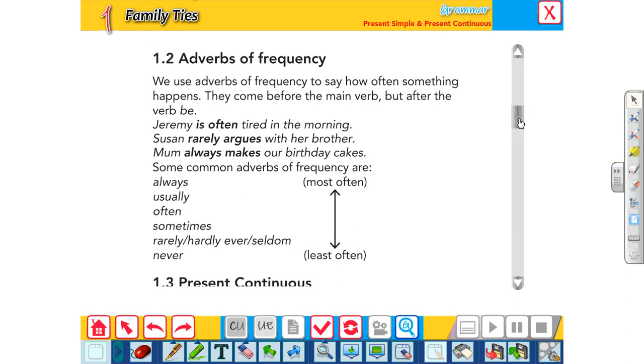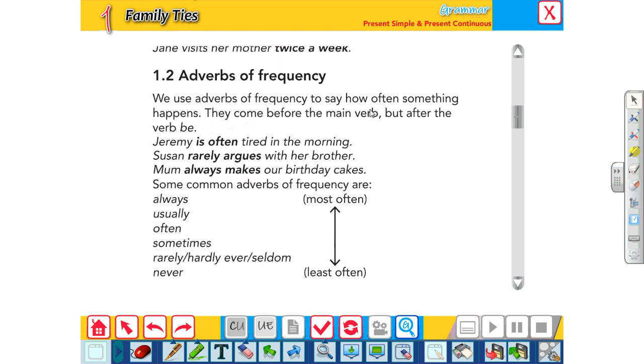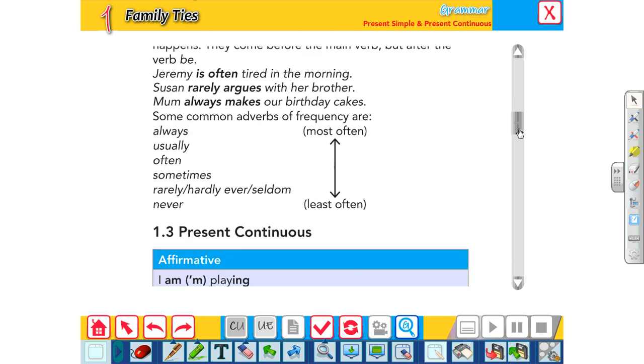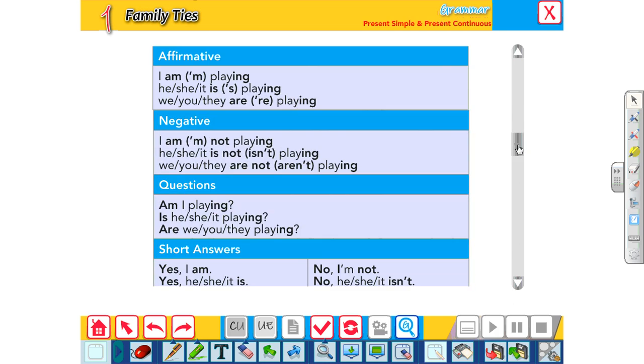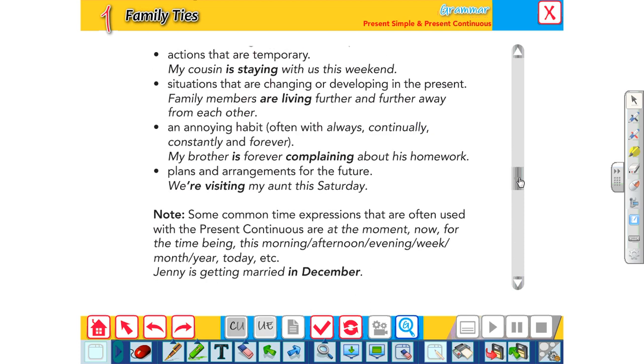The adverbs of frequency. We use the adverbs of frequency to say how often something happens. They come before the main verb but after the verb be. And that was mostly used with the present simple. We have always, usually, often, sometimes, rarely, hardly ever, seldom, and never. And as you can see, this arrow comes from the most often to the least often. Is that clear? I hope that you now can remember the tenses, their forms, and the usages of them. It's so easy.